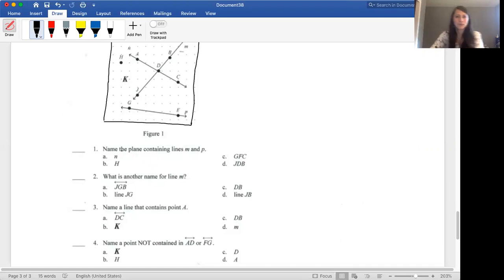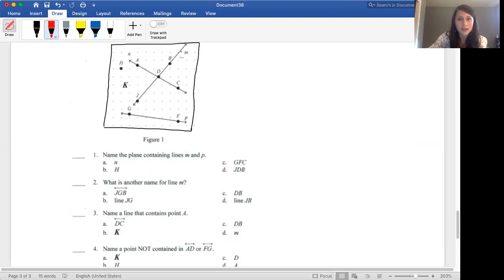Number 1, name the plane containing lines M and P. If I take a look at my picture, I've got line M right here and line P right here. So the plane that contains both these lines, what am I going to call this? There's a few options. One way is I could call it plane K, or I can use any 3 points that are not on the same line to name my plane. Remember, I can name a plane using 3 non-collinear points.